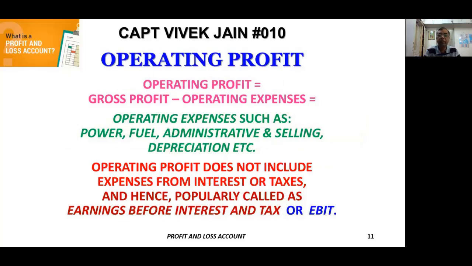Second is operating profit, which comes after gross profit, because from gross profit you have to subtract operating expenses. As I said earlier, operating expenses can be expenditure on power, fuel, administration, advertisement, selling expenses, depreciation, and so forth. However, operating profit does not include expenses from interest in case of any loans taken or taxes which are payable to the government. That is why this operating profit is also known as EBIT in short form, that is earnings before interest and tax.